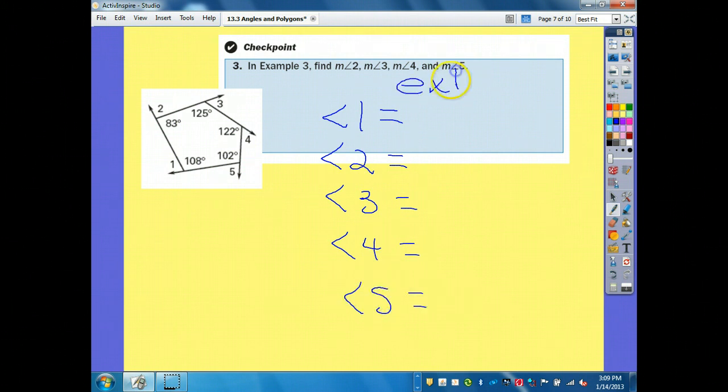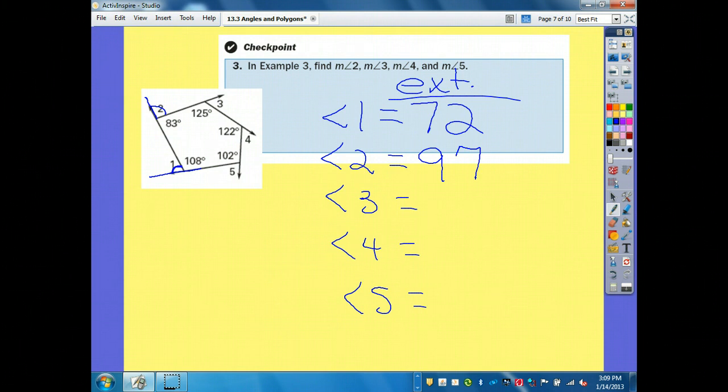These are exterior angles. Now, what is the exterior to number 1? What is this exterior angle going to be? How do I find that? 180 minus 108. Perfect. So what do I get for number 1? 72. What do you get for number 2? 180 minus 83. 97?